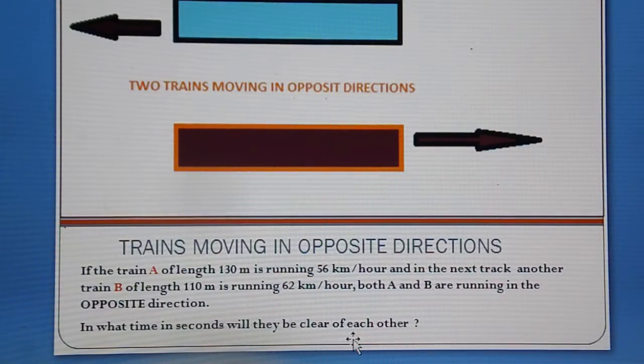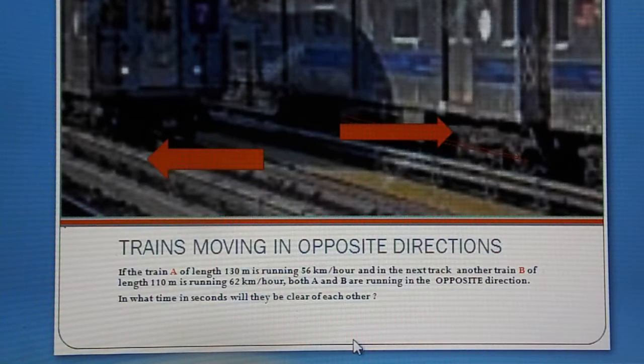How to solve such problems? So we have almost a picture to have an idea of how they are moving in the opposite direction, and how just the overlap is cleared away.